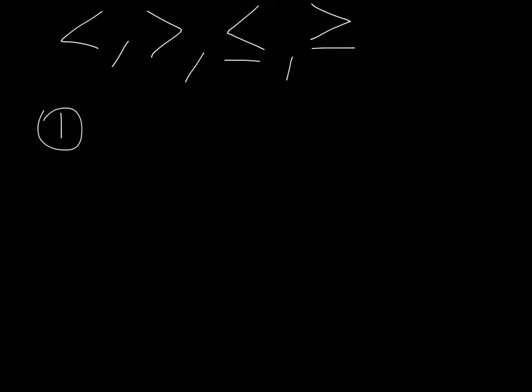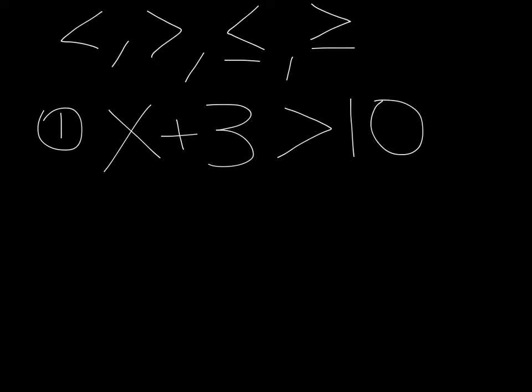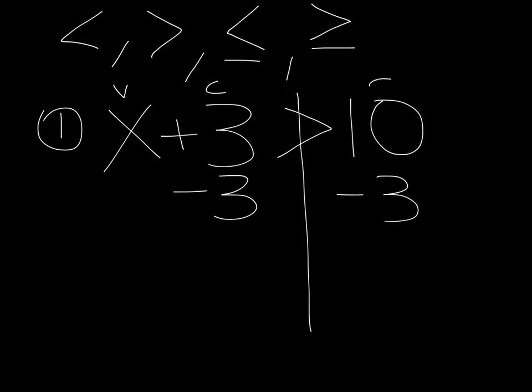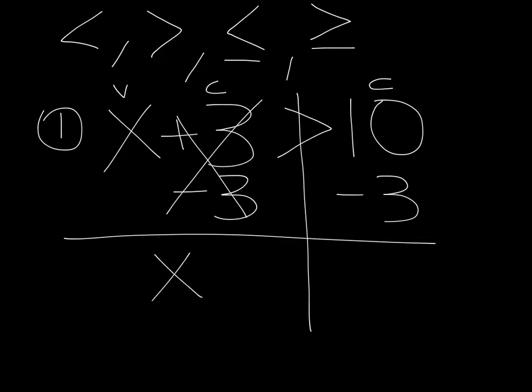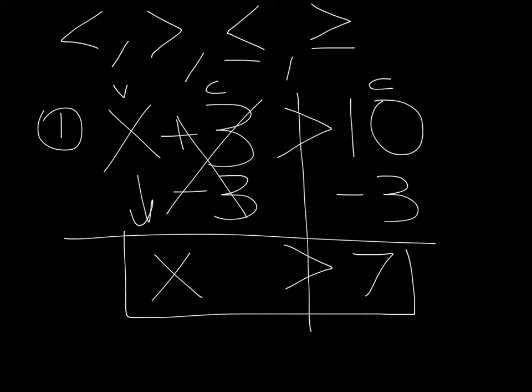It says x plus 3 is greater than 10. So what I want you to know is we're going to solve this the same way as an equation. Draw your line down through the greater than sign, and now get your variables and constants together. So we're going to do the opposite. That's subtract 3. So x drops down, greater than drops down, 10 minus 3 is 7. So our answer is x is greater than 7.